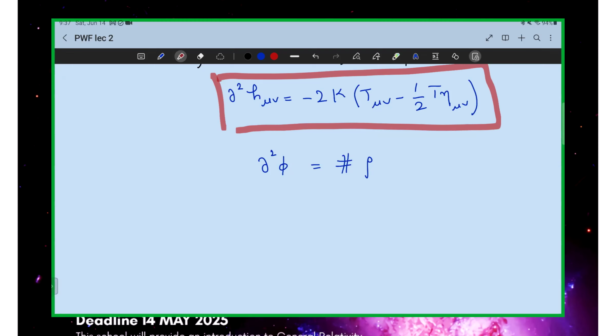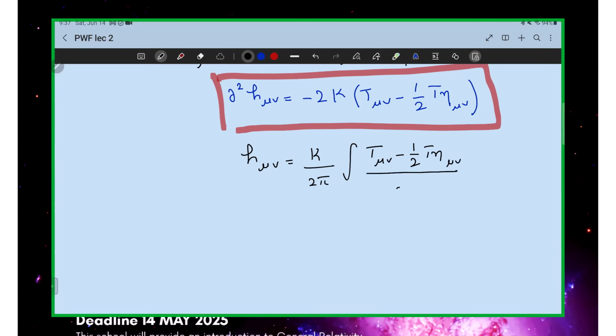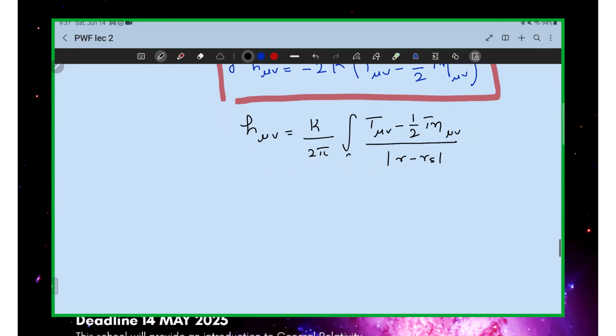So the solution for H mu nu is kappa over 2 pi. Although we won't use this solution, I'm just telling you that you can solve this equation pretty easily if you want. R minus RS. What is RS? RS means, and you integrate over the source. So it's something like this.